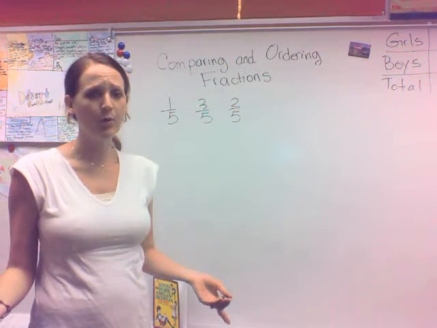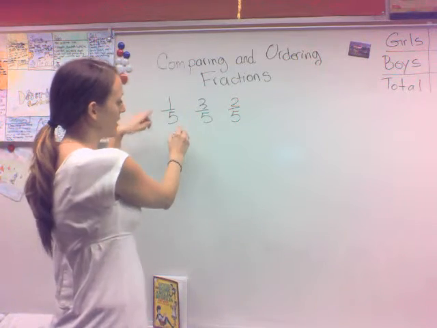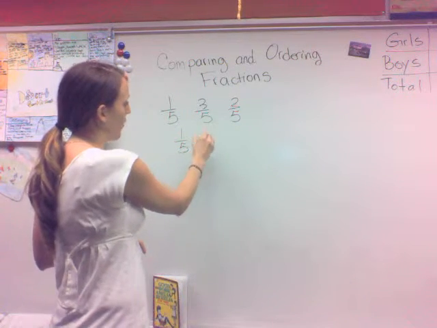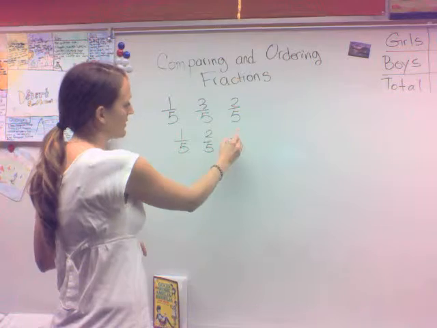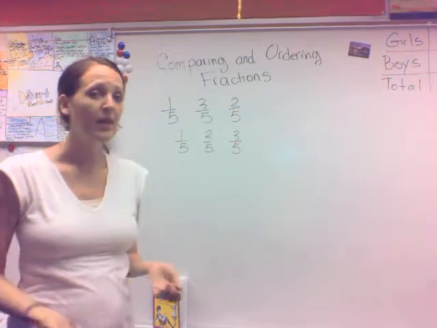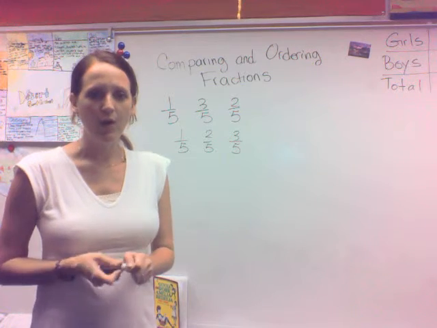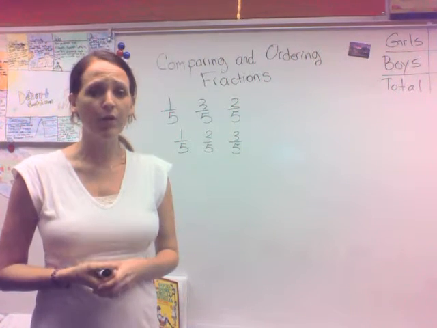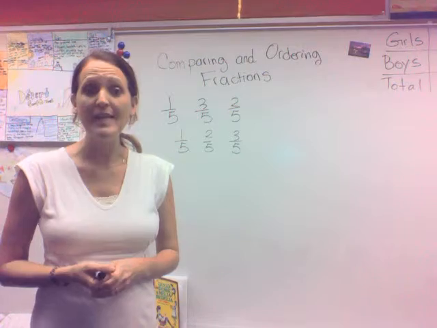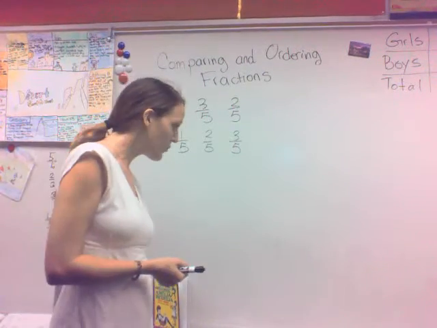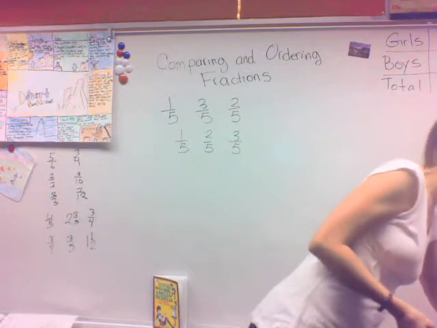So if I wanted to put them in order from least to greatest, I just have to look at my numerator: 1/5, 2/5, and 3/5. That's nice and easy. But a lot of times when we're in 5th grade, we are expected to compare and order fractions that have different denominators. So we're going to look at how we can do that.